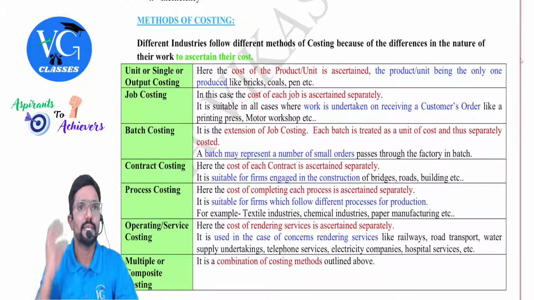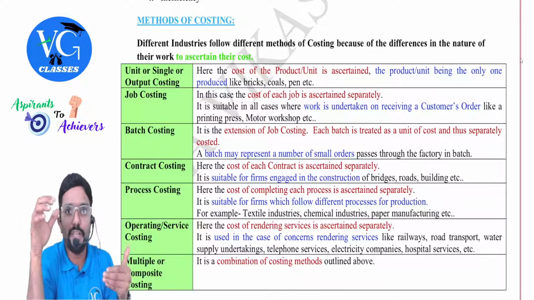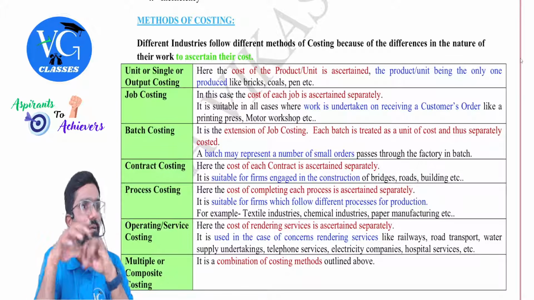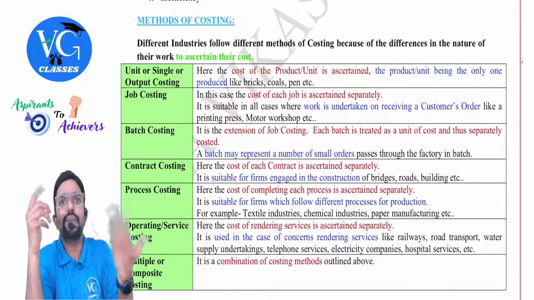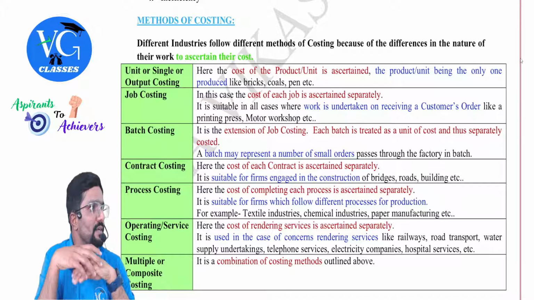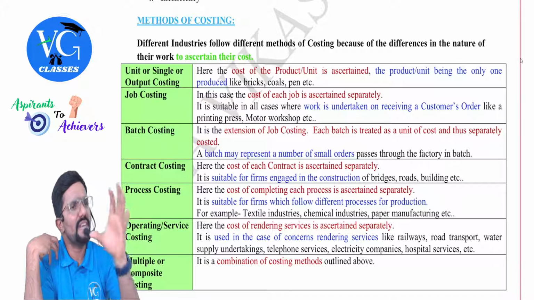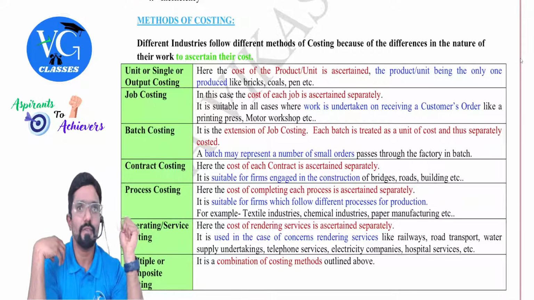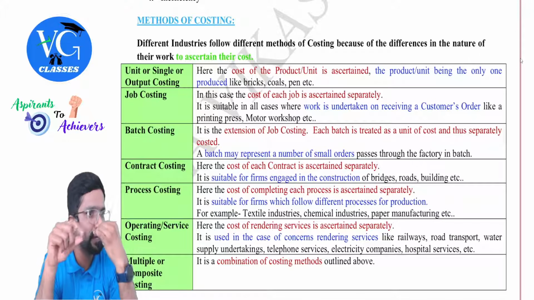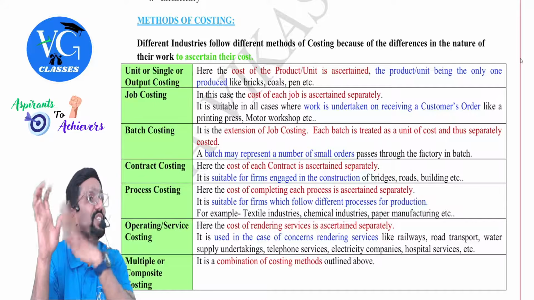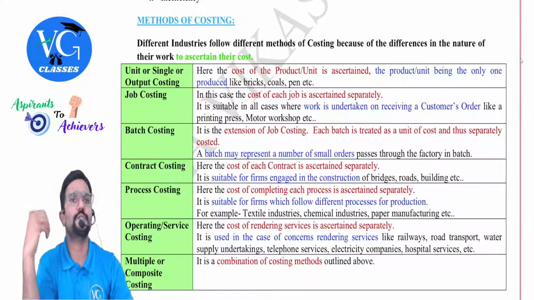Then coming to job costing. Guys, when I am doing the work as per the customer specification, you will come and give me the order, only then I will work. Like a motor workshop or printing press. Only when you give the work to me, I will do it as per your specification. In that case, I will follow job costing. I want to calculate the cost of each and every job separately. So for each job, I will calculate the material cost, labor cost, and overhead cost. So what is my cost object here? Each job, guys.